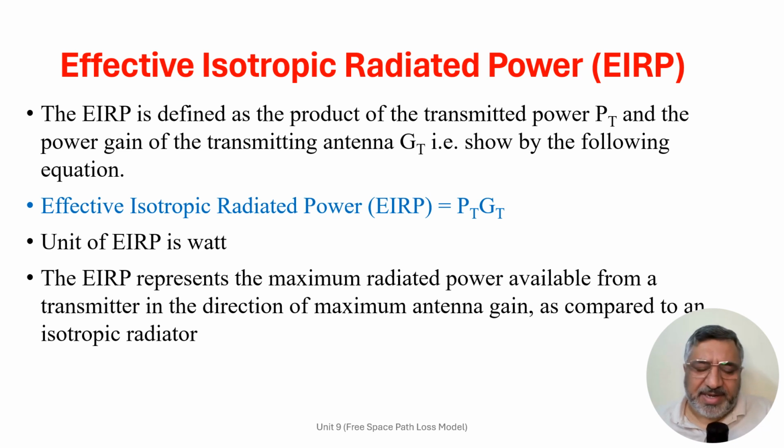the antenna gain. So we can write that EIRP is equal to the transmitted power multiplied by the antenna gain, transmitted power PT and antenna gain GT. So EIRP is equal to PT multiplied by GT. The transmitted power is the power delivered to the antenna input, while the antenna gain represents how effectively the antenna radiates power in a specific direction compared to the isotropic radiator.